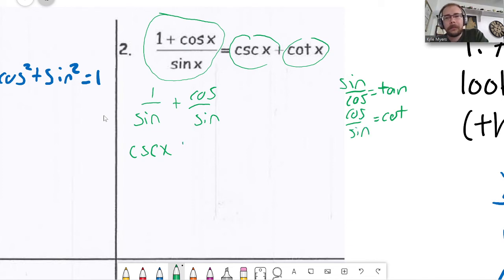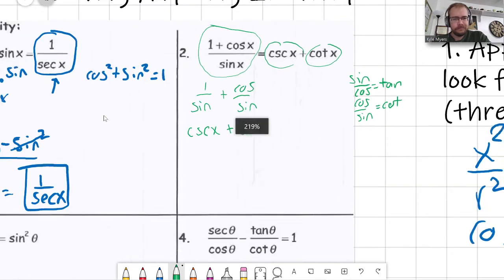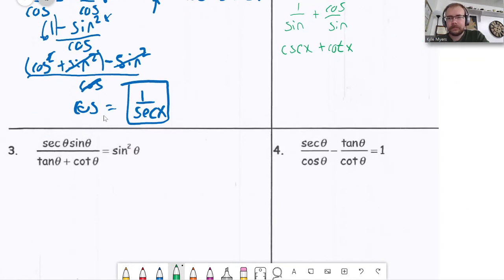It does work. Plus cotangent. And we're done. That's it. It actually wasn't that bad. It was much easier than number 1. Excuse me. It's like a hiccup. Okay. Número 3.